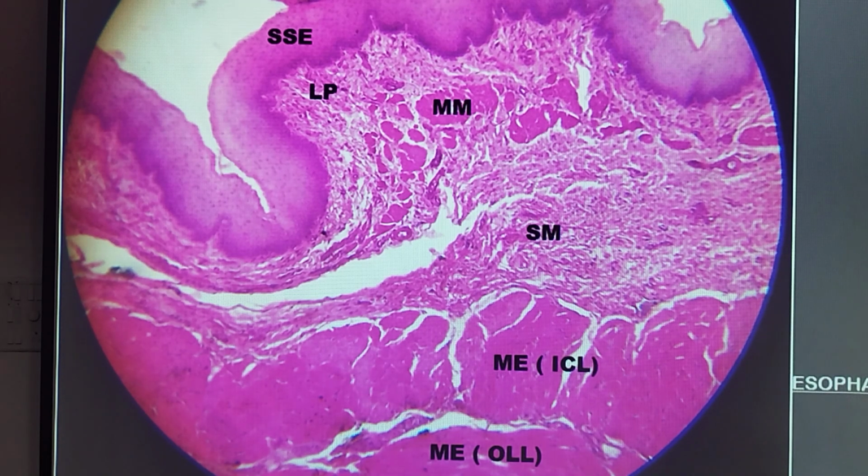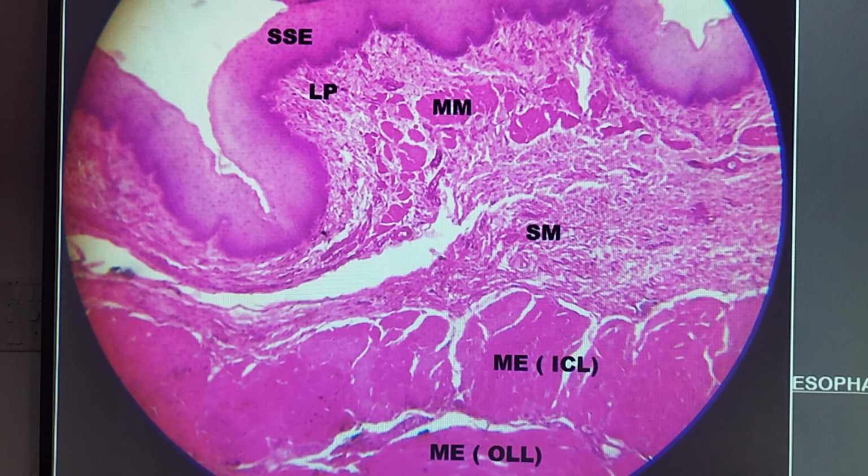So what are the identifying points of esophagus? There are 4 layers from inside to out, that is the mucosa, the submucosa, the muscularis externa and the adventitia or the serosa. And the most important thing is the lining epithelium. The lining epithelium is stratified squamous epithelium, and it is non-keratinized variety. So stratified squamous epithelium, non-keratinized variety is the lining epithelium.